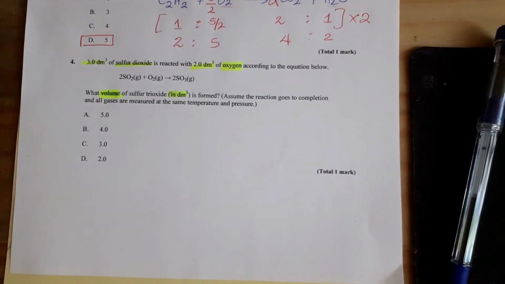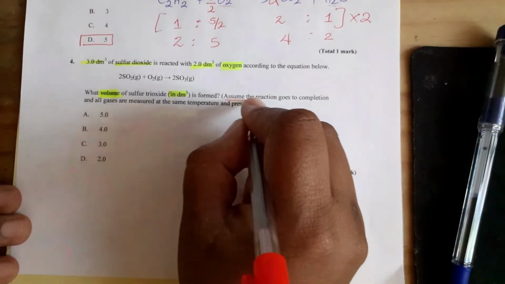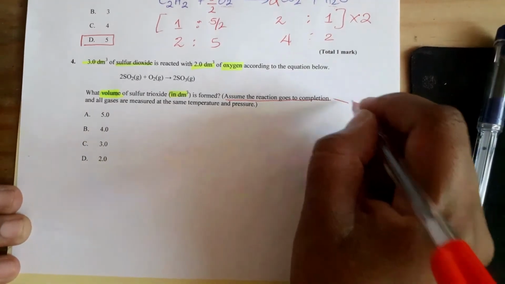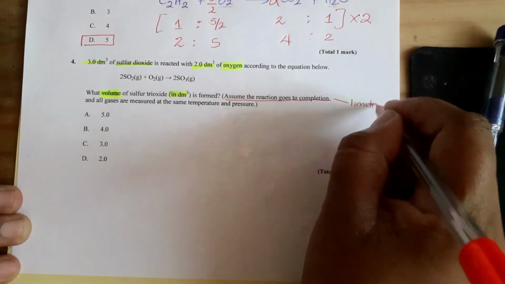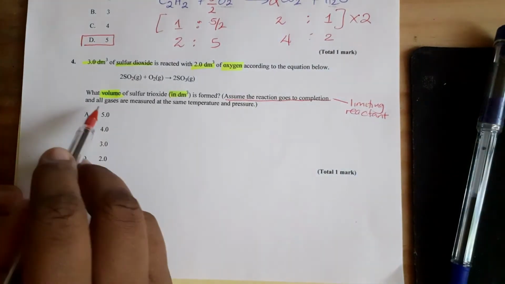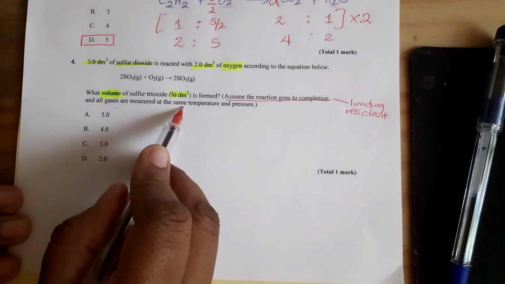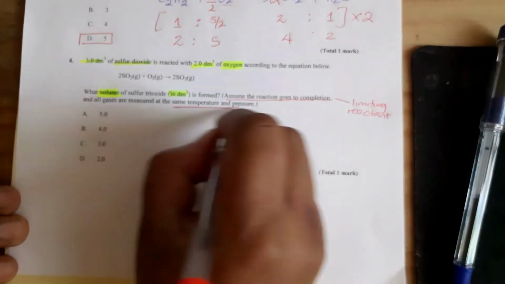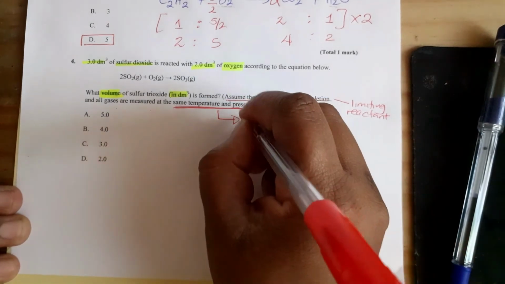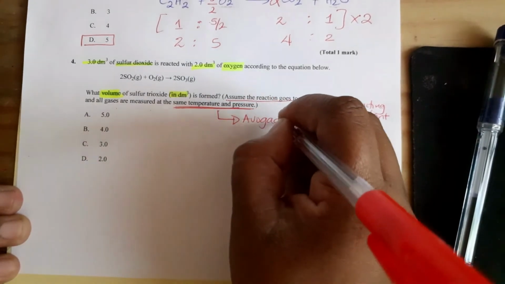Now, they gave you a little statement in brackets. Please do not ignore it. It's very important. It says, assume that the reaction goes to completion. That means you will need to identify the limiting reactant. And all gases are measured at the same temperature and pressure. This is very important. Immediately, you should start to think about Avogadro's law.